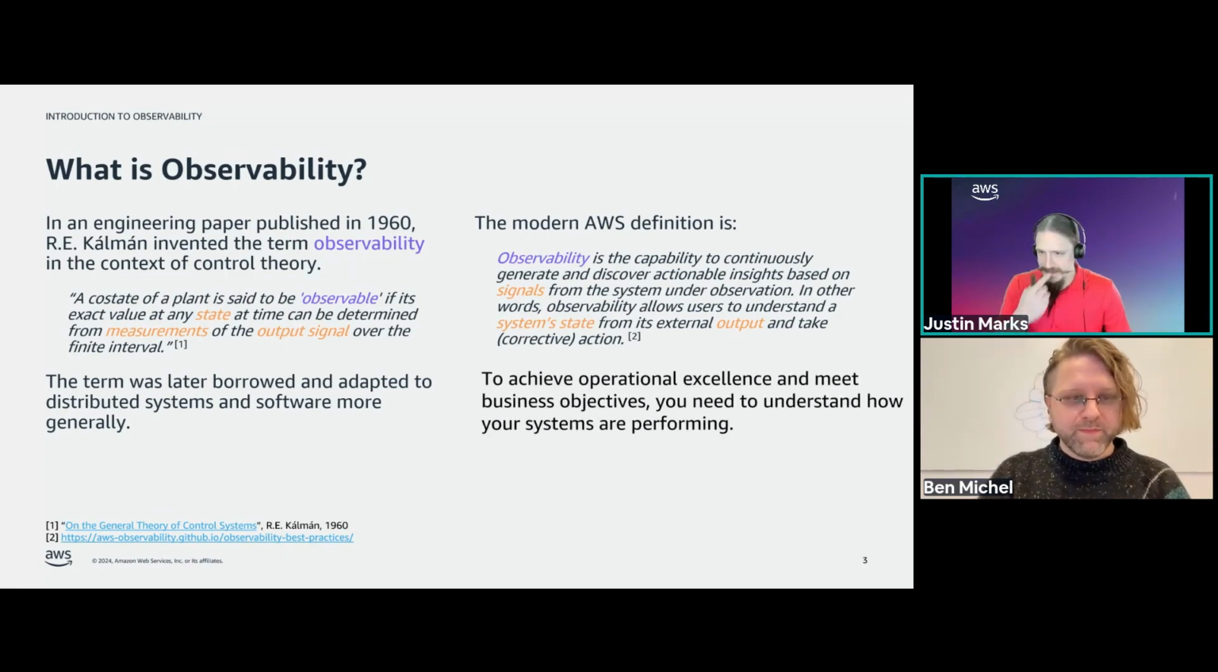And how do you make sense of all that telemetry data across all these complex systems that you may run? It could be popular web apps, it could be enterprise services, all the different types of data they produce. To achieve operational excellence and meet your objectives, you're going to need to understand how your systems are performing.